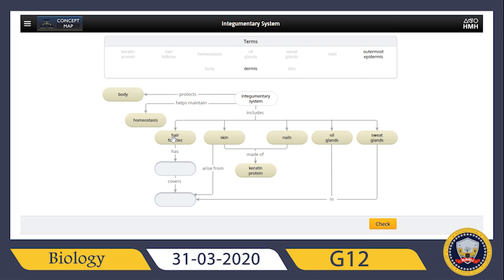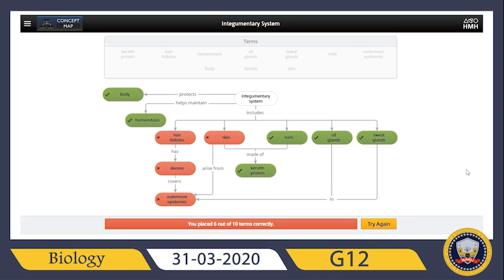So hair follicles has what? Skin arise from what? Covers what? Is this correct? Let's check. No. Why?